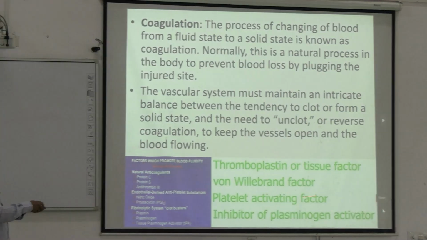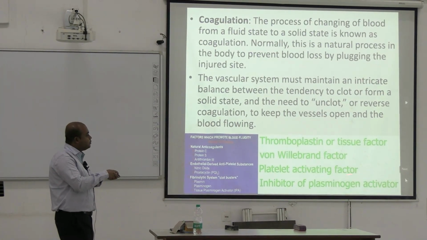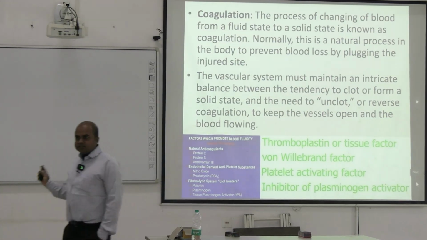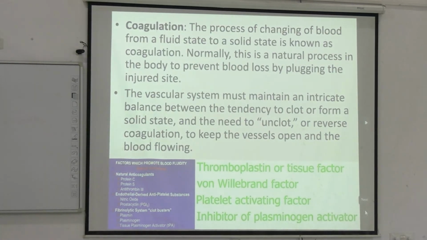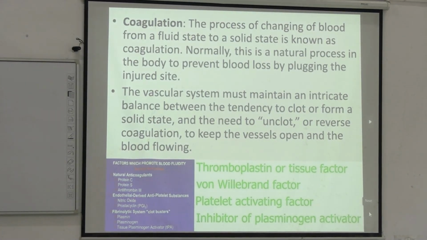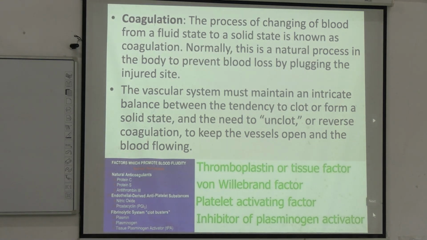These are the factors which are pro-coagulants: thromboplastin, tissue factor, von Willebrand factor, platelet activating factor, all these things. And also the inhibitor of plasminogen activator, because plasminogen activator induces plasminogen to form plasmin that leads to fibrinolysis. Now, an inhibitor of this activator will ultimately be a pro-coagulant. Do you get it? Plasminogen activator induces plasmin formation from plasminogen, so that plasmin can cause fibrinolysis.